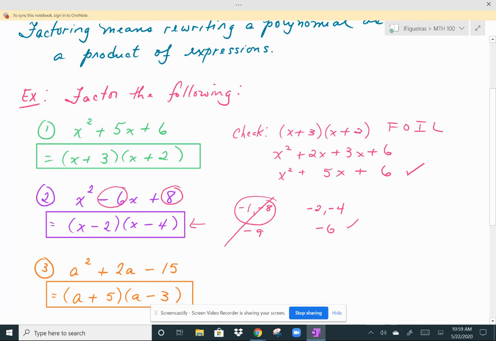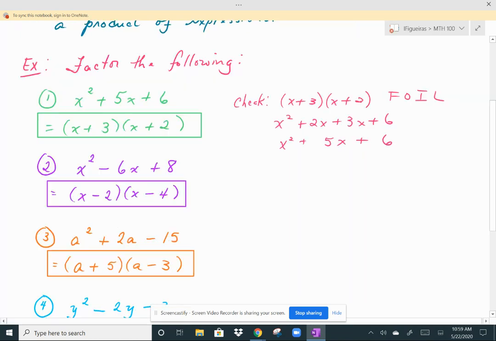And similar to what I described before, if you were to multiply it out and check it by foiling, it would work. You would get the original expression back. So it's a matter of being good at your times tables, as well as adding and subtracting integers, and you should do fine with this topic.